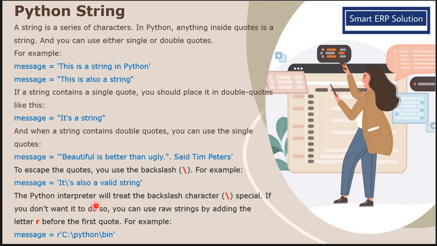The Python interpreter will treat the backslash character as special. If you don't want it to do so, you can use a raw string by adding the letter R before the first quote like this. For example, message equal to R, then single quote C:\Python/bin, and then end the single quote like this way.